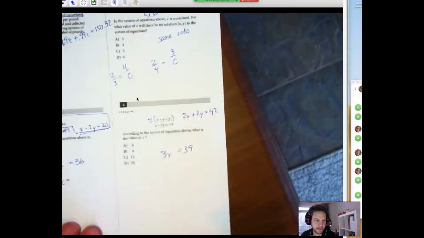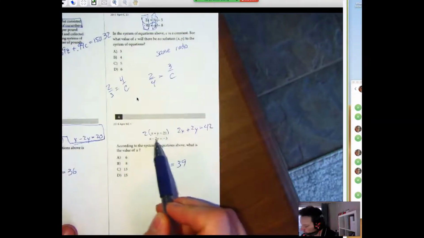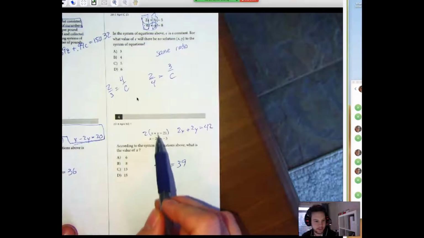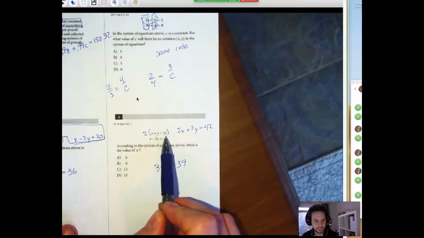Number 4, again, I think most of you guys are pretty solid at this, but just try to make sure you can do it as quickly as you can. If I want to find X, my easiest, fastest way to do that is to eliminate Y. So if I want to eliminate this, I want to get these two to match up. So this is already a negative 2Y, so I decided to make this a positive 2Y by multiplying the top equation by 2, which got me this.